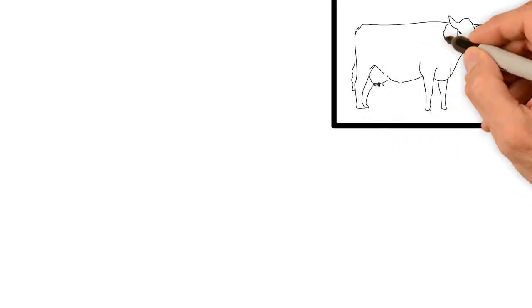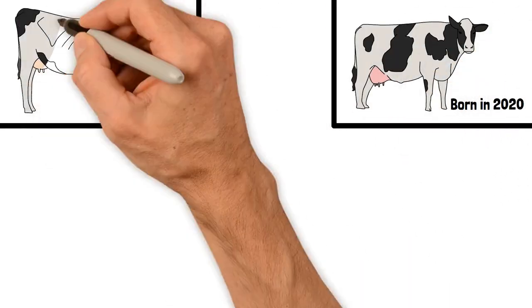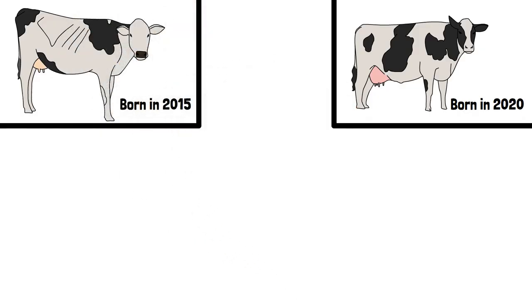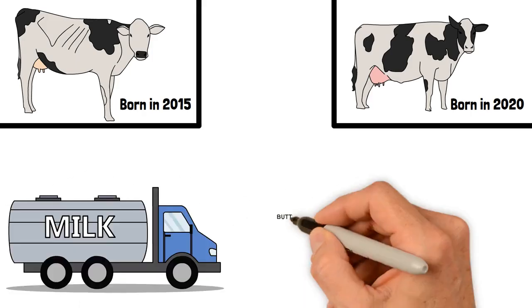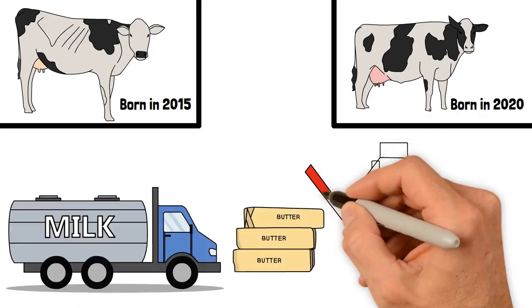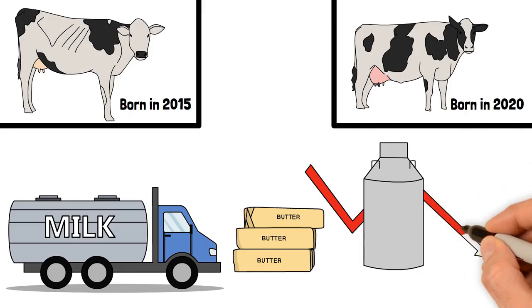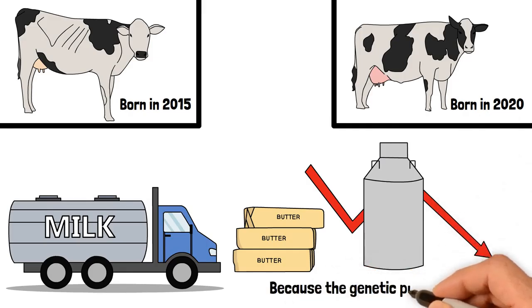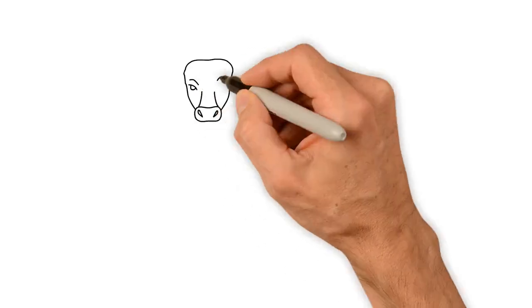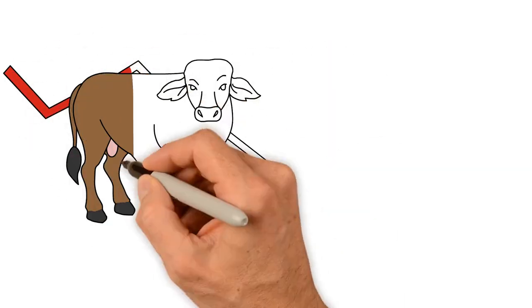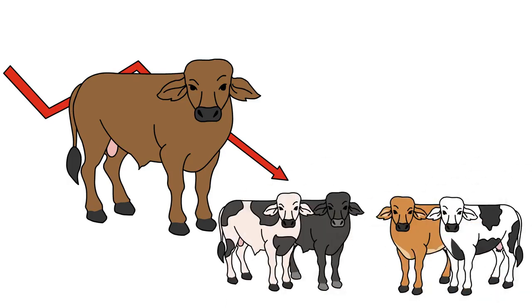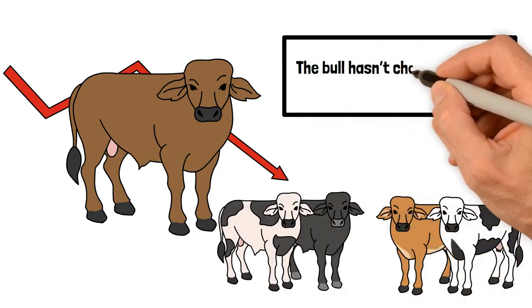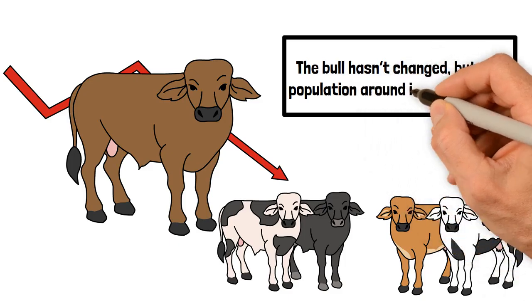Cows born in 2020 are genetically superior, and they perform better than those born in 2015. As a result, the average level of performance goes up. When this happens, the breeding values, or PTAs, go down because genetic progress is positive. In simpler terms, a bull's PTA may decrease because it's now being compared to a better population. The bull hasn't changed, but the population around it has improved.